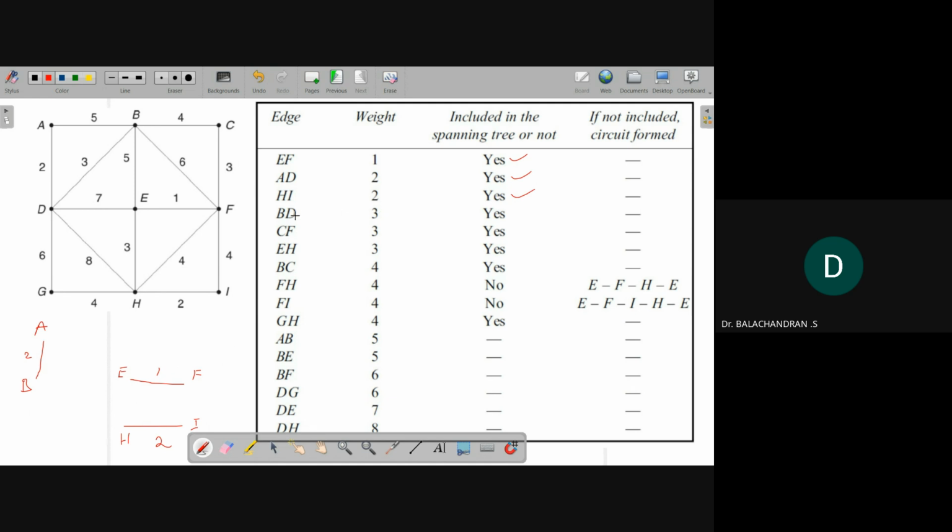Next, 3, BD. Okay, sorry, here I put AB. It should be AD. Next, now I told BD. This is BD. What is the weight? BD weight is 3. Okay, so no problem. BD I selected. And the next 3 is what? CF. CF.